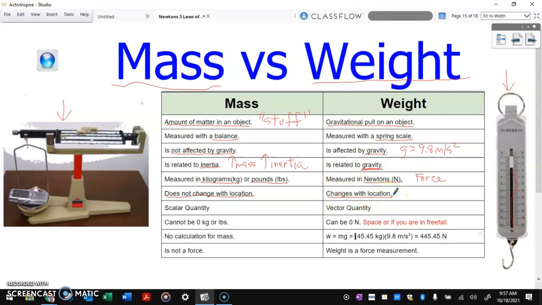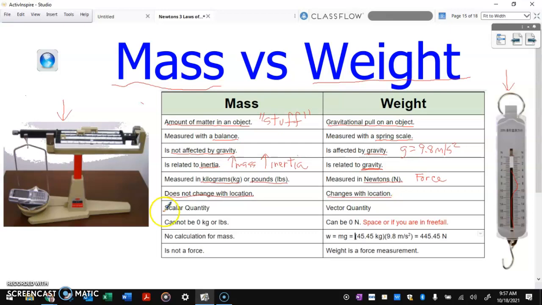And this is going to relate directly to where you are. Are you on the Earth? Are you on the moon? Are you on Jupiter? Are you in space? Where are you? For the most part, most people will not be leaving Earth for any reason, and so their weight is going to be fairly consistent. However, if we were to put you on the moon, your weight would be very different.